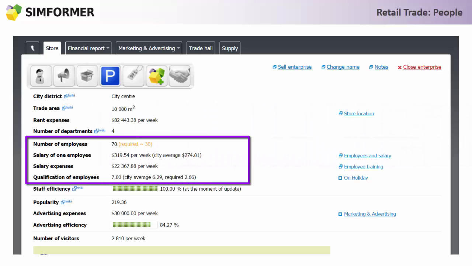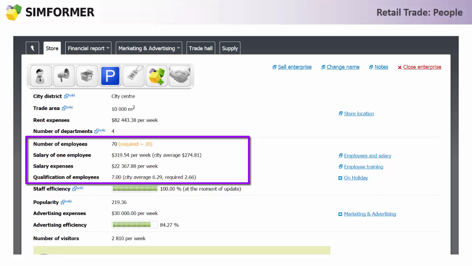In this case, we're speaking about people that work for you and sell your wares for your clients, your employees. You will see that the interface will recommend the required amount of employees that you need to have at your store to cover all the goods and all the departments that you have. I would also recommend having more employees than the required number, because having additional people trying to sell to your visitors will increase the chance of sales.